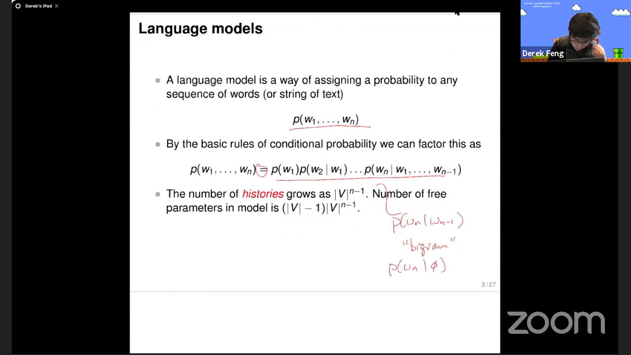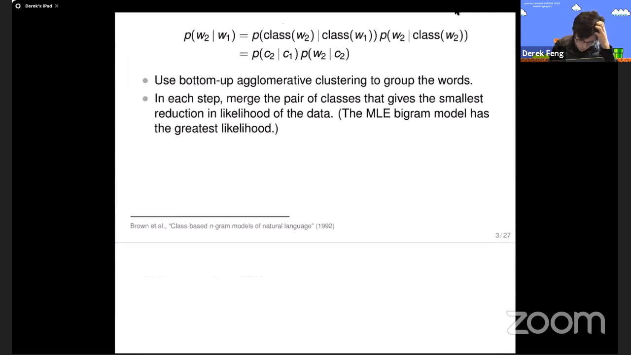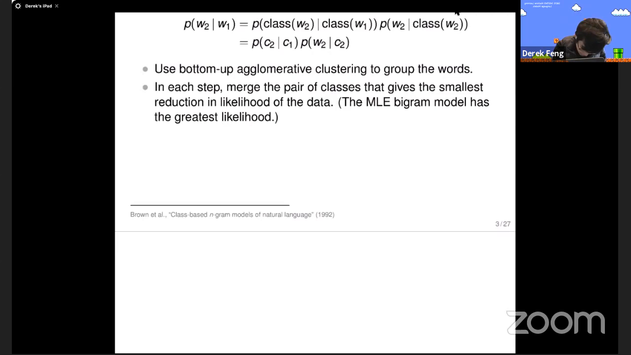Okay, so what you could do is have your vocabulary of words, right? W, so here I might be abusing notation.